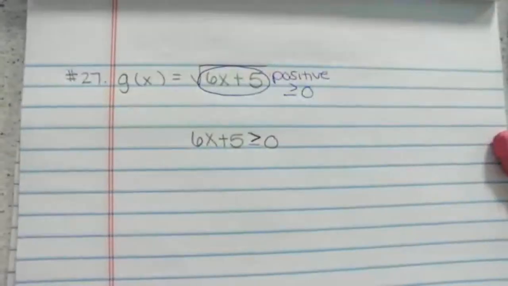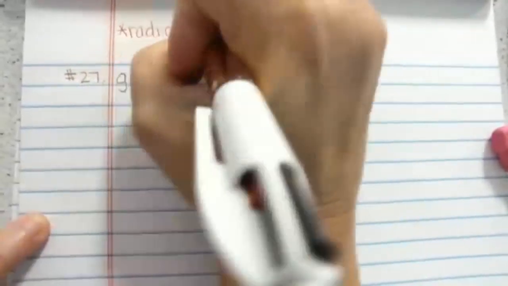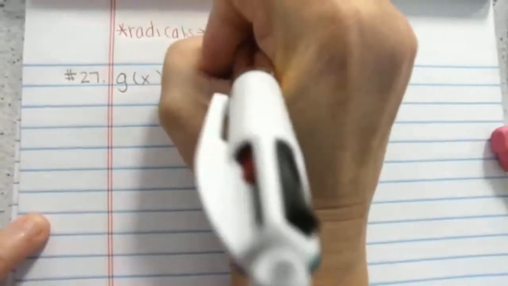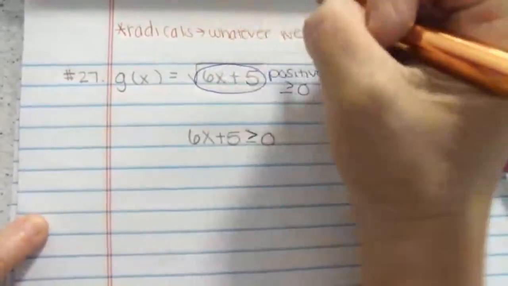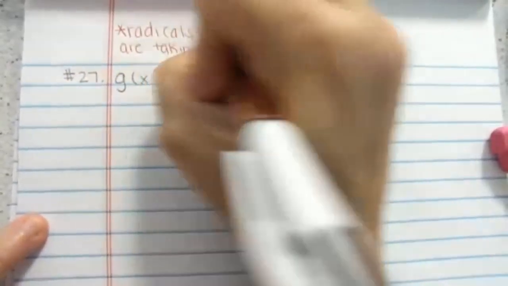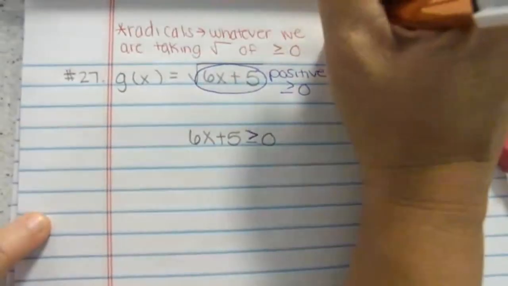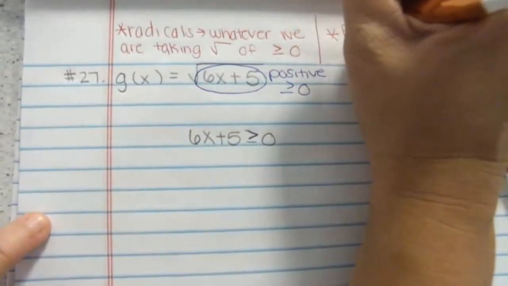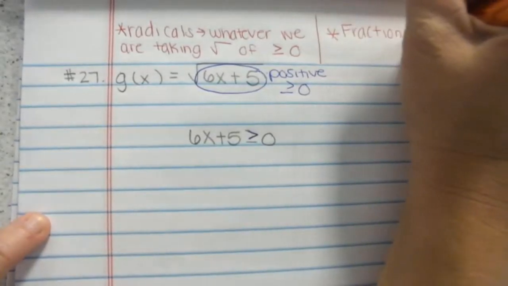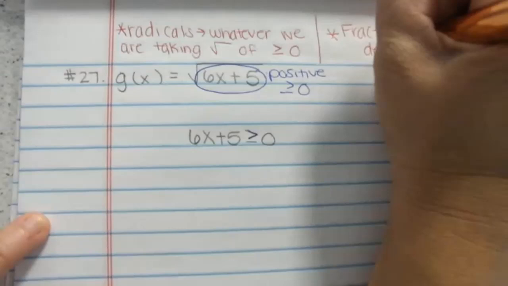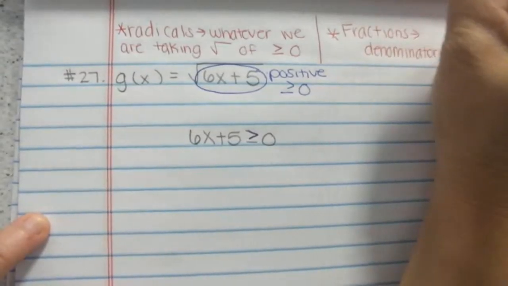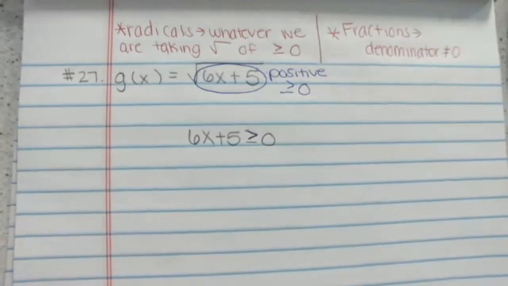So remember, for radicals, whatever we're taking the square root of is going to be greater than or equal to 0. And then the other thing was fractions. So for fractions, the denominator cannot be 0. Those were the two things that we looked at for domain. Anything else is fine.